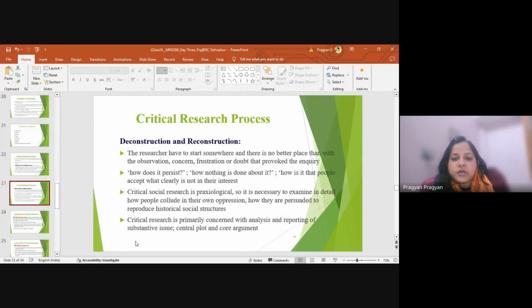So the whole process of deconstruction and reconstruction focuses on three questions: how does it persist, how is nothing done about it, and how is it that people accept what clearly is not in their interest. This kind of praxeological understanding would suffice our understanding as to what is the actual process.